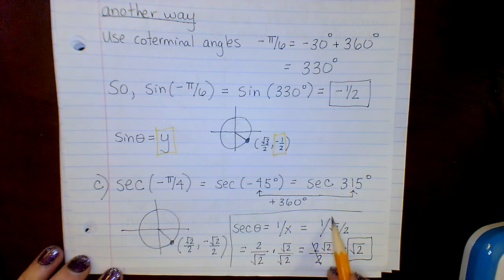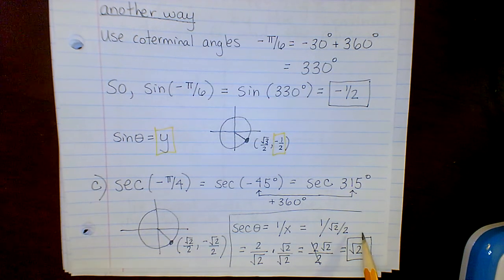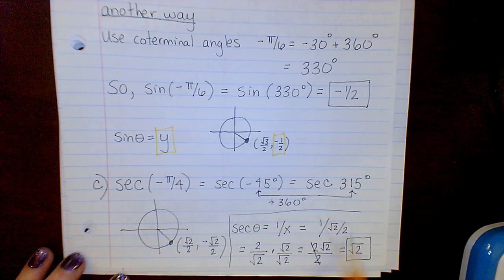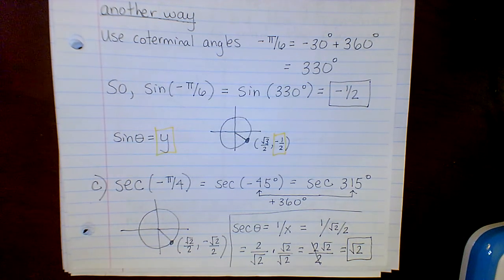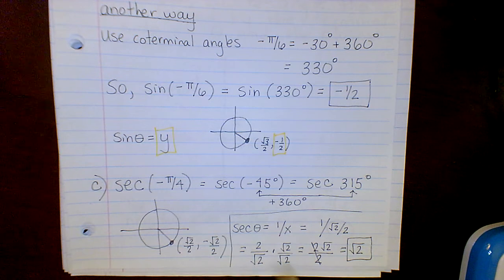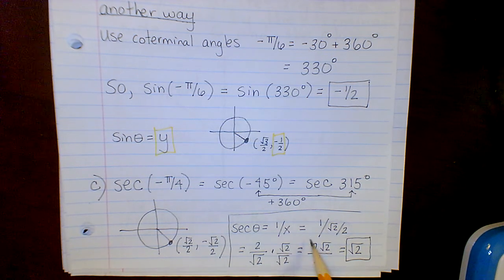Whenever you have 1 over something, that's the same as the reciprocal. So 1 over this fraction is this fraction flipped. So I get 2 over root 2, which I then have to rationalize. That means get that radical out of the denominator. So I multiply by root 2 over root 2. I get 2 root 2 on the top. Root 2 times root 2 is root 4, or just 2. Those cancel, and I get just the square root of 2.